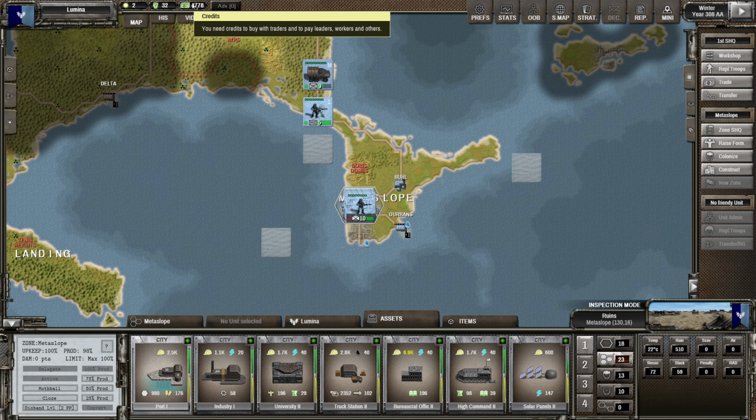Okay, next is credits. This is pretty self-explanatory. Credits are a form of currency that you use in trade, and it's used to pay your staff, it's used to pay your troops. Very, very important. Getting a handle on your economy in Shadow Empire early on is very, very important.